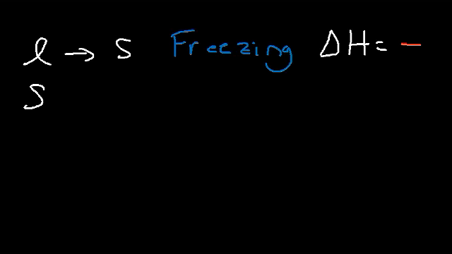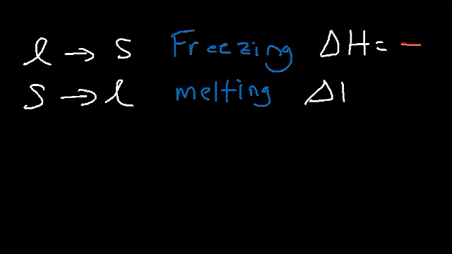Now the reverse, going from a solid to a liquid, is called melting. If you want to melt ice, you need to add heat to it. If you put ice on a stove and turn up the heat, it's going to melt. So melting is an endothermic process, which means that the enthalpy change is positive.